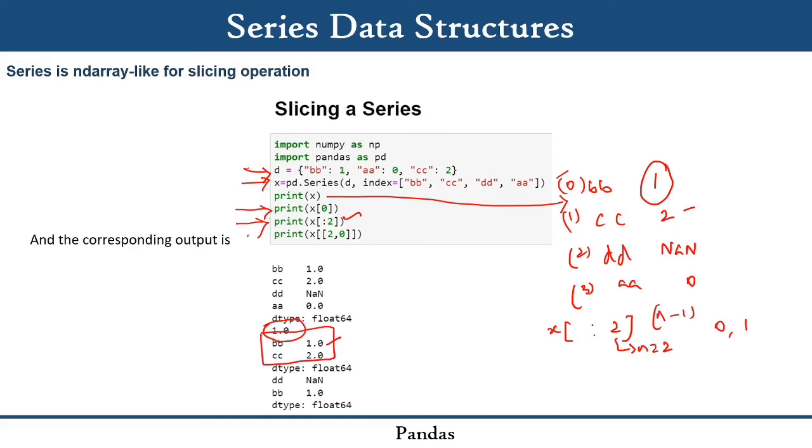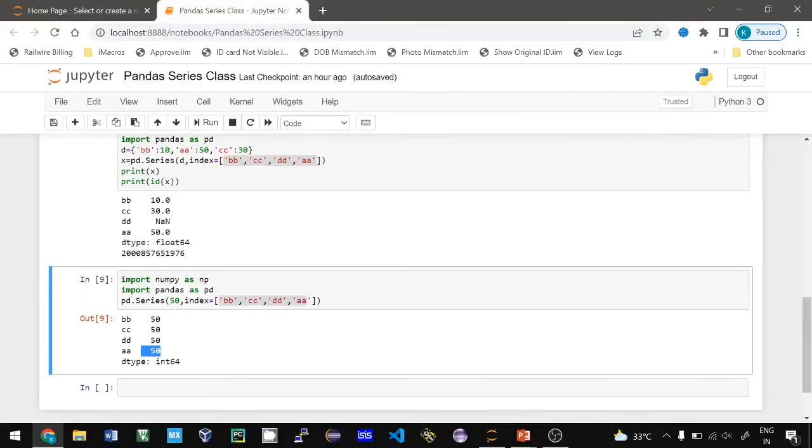Clear? Similarly, when the interpreter executes print of x of 2 comma 0, in indexing position 2 I have the label DD and corresponding data is NaN. Similarly for indexing position 0, I have label BB and corresponding data is 10. You got the point? Now let us check the same with Jupyter.